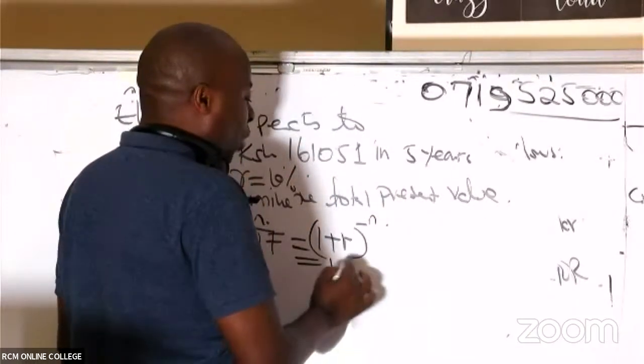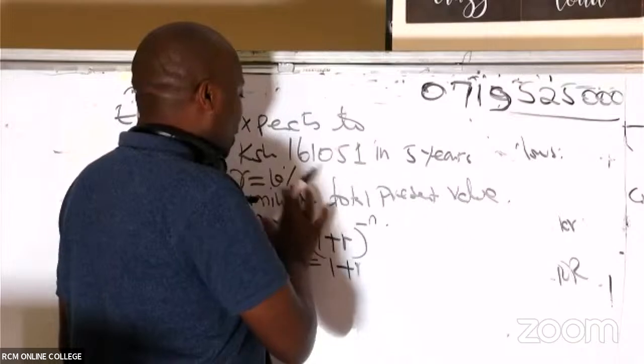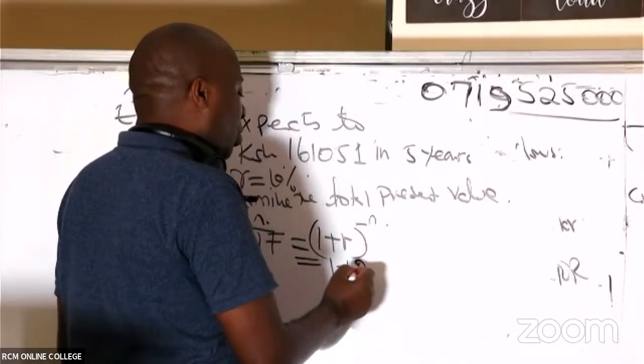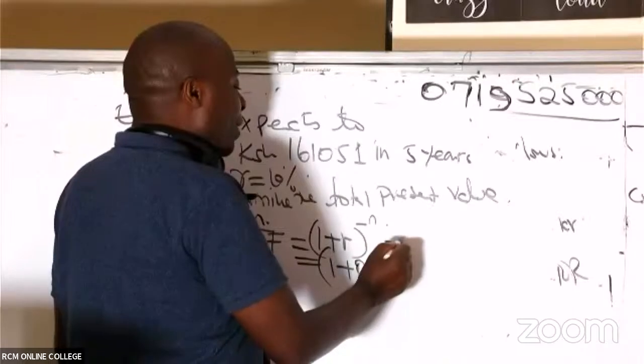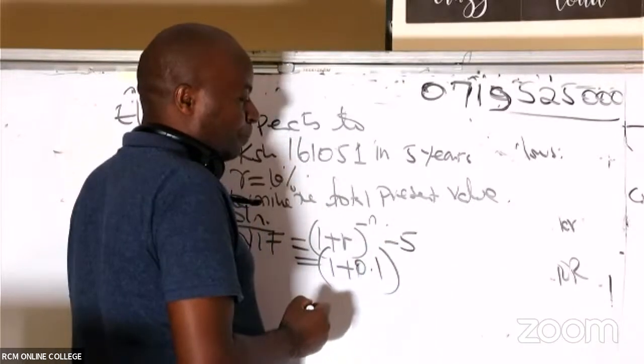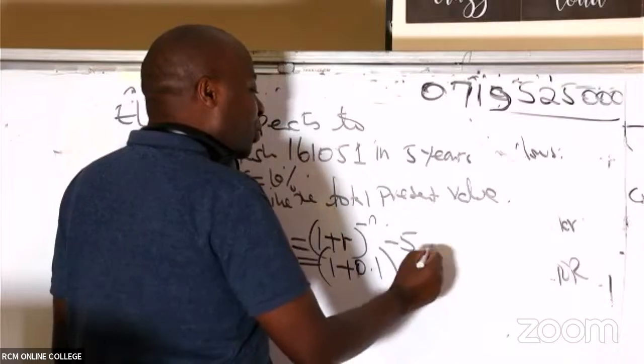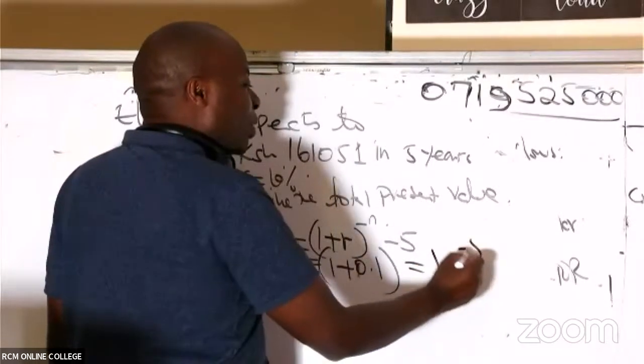So this one here will be 1 plus R. My R is the rate of return, the rate of interest. It is also known as cost of capital. The cost of capital is 0.1 raised to negative 5, because n is the time period. So, ladies and gentlemen, this will translate to 1.1 raised to negative 5.